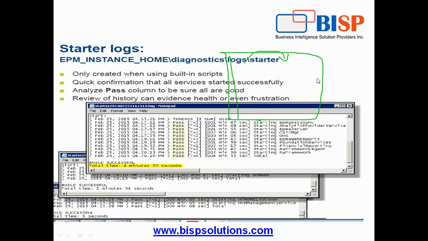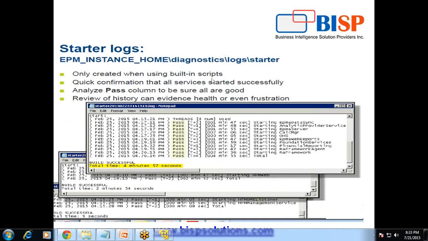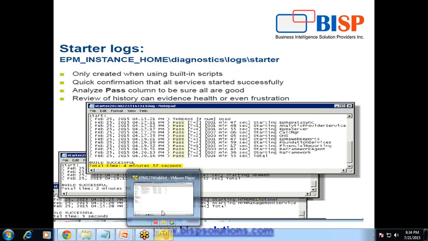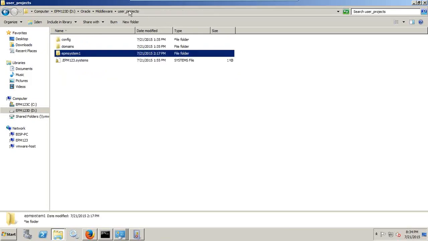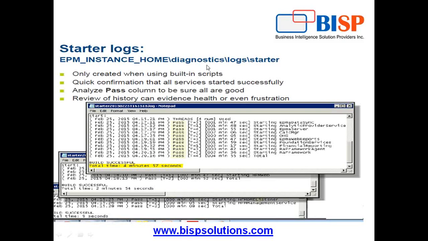The starter log I just discussed with you. The moment you start your service and you fail to start services, like in our case it is showing unknown, I'm supposed to look at the starter log. I wanted to know my system is showing unknown. Does it mean my service is not started? So I go back to my system and check the EPM Oracle instance, which is under user project. Under user project, we have a diagnostic log and starter.